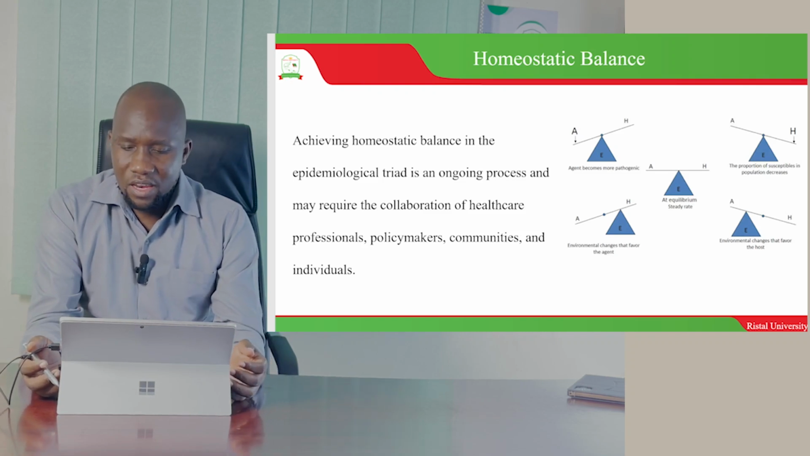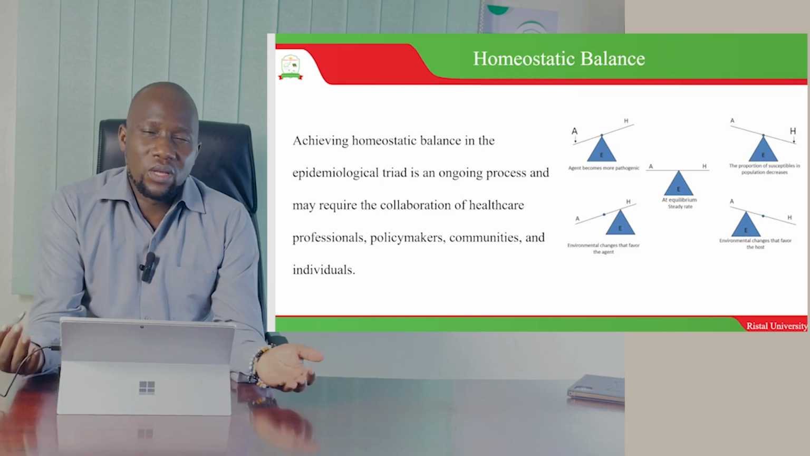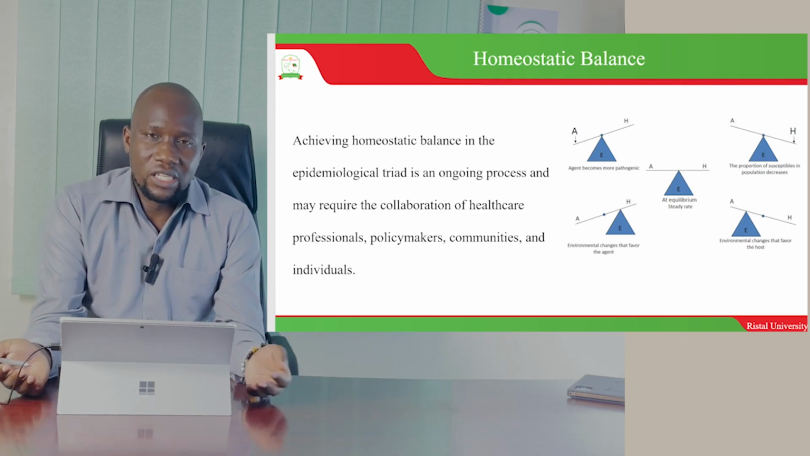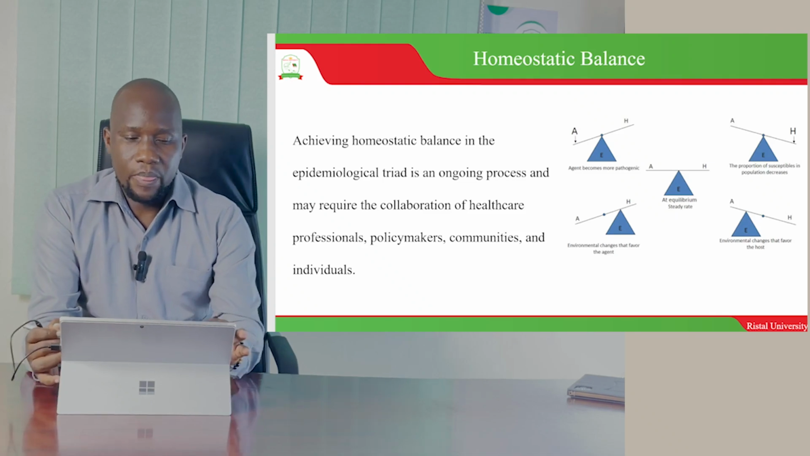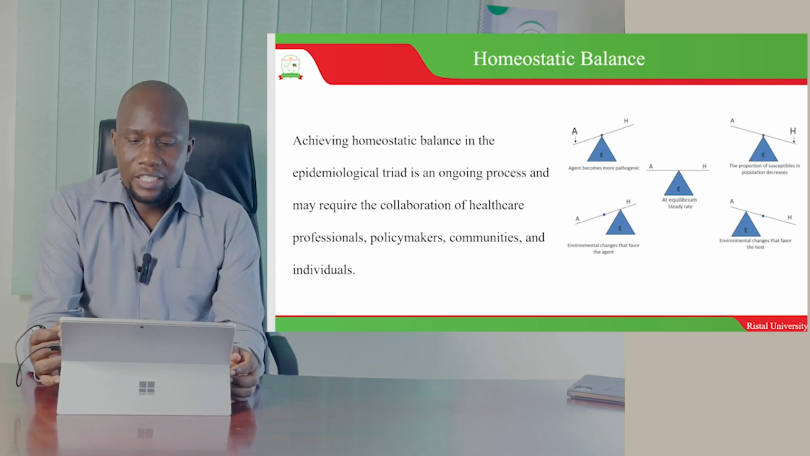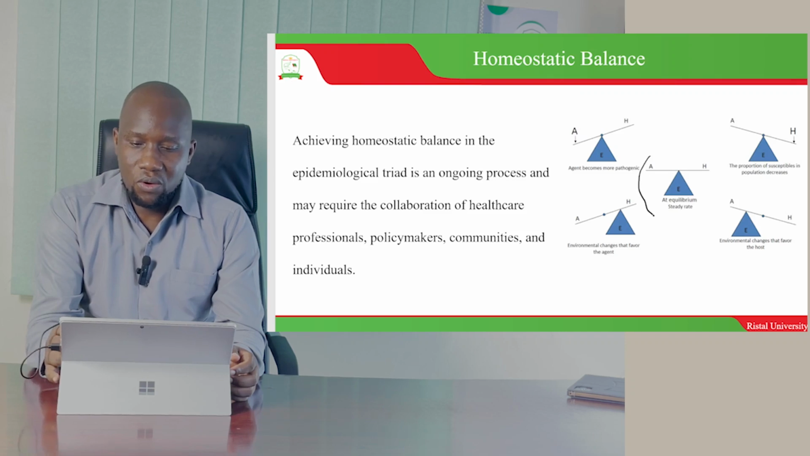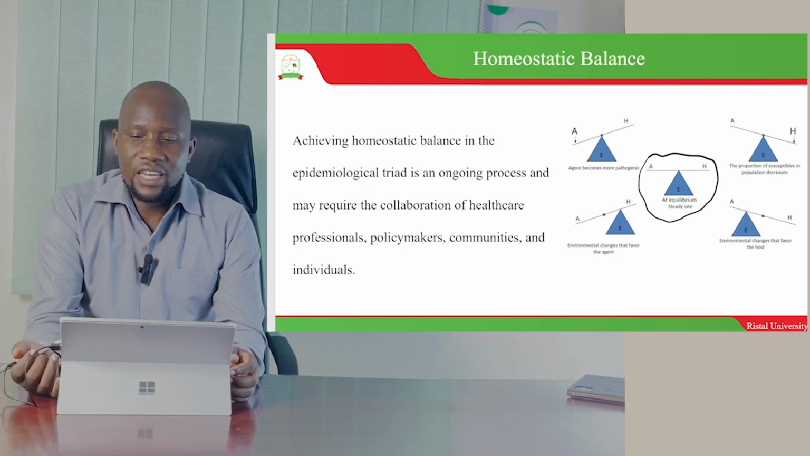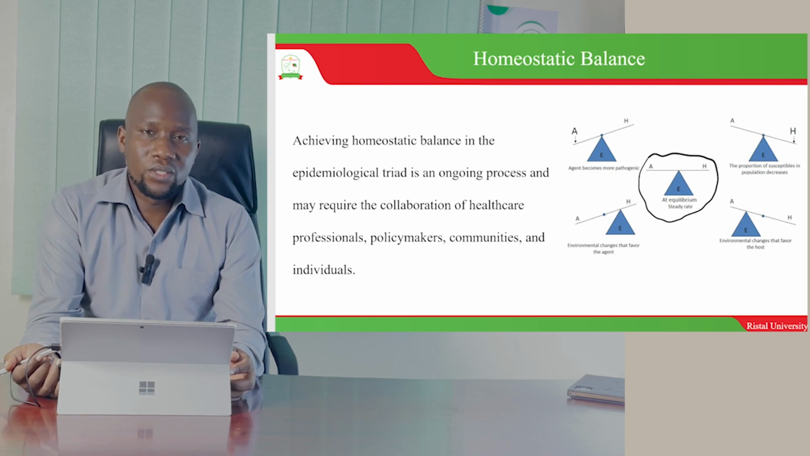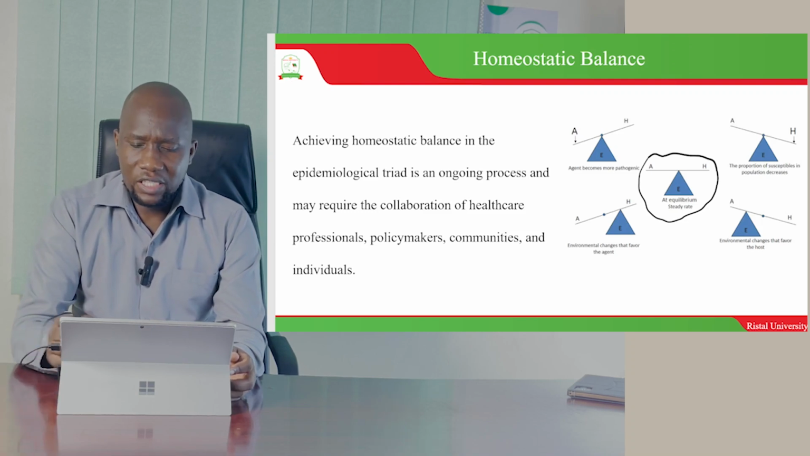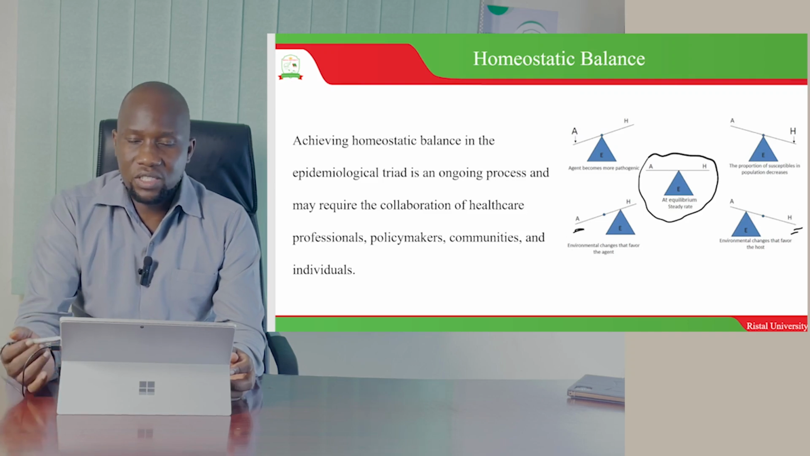Okay, and then the equilibrium, of course, is when the agent and the host are balancing each other out. So this is what we call the steady state. But of course, in natural settings, you don't have a steady state happening. You will always have environmental changes happening, either in favor of the host or in favor of the agent. In this case, it is in favor of the agent, and in this case, the environmental changes are in favor of the host.